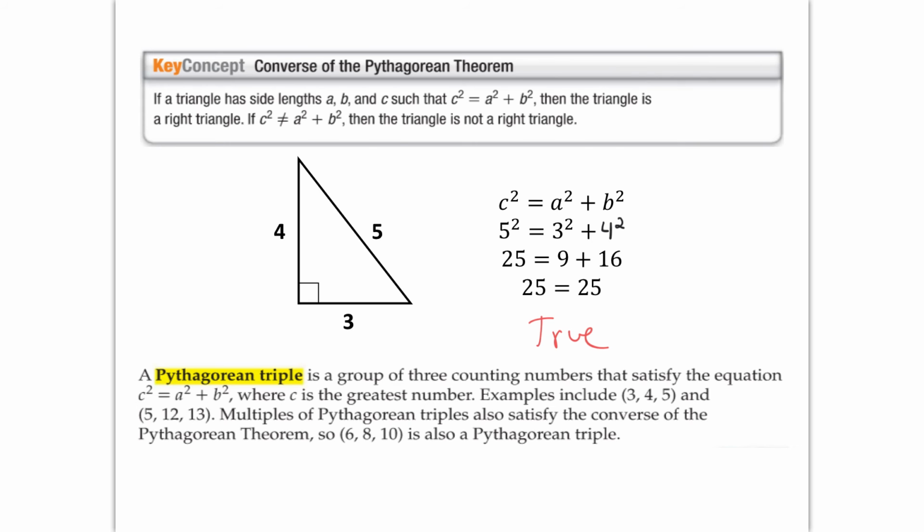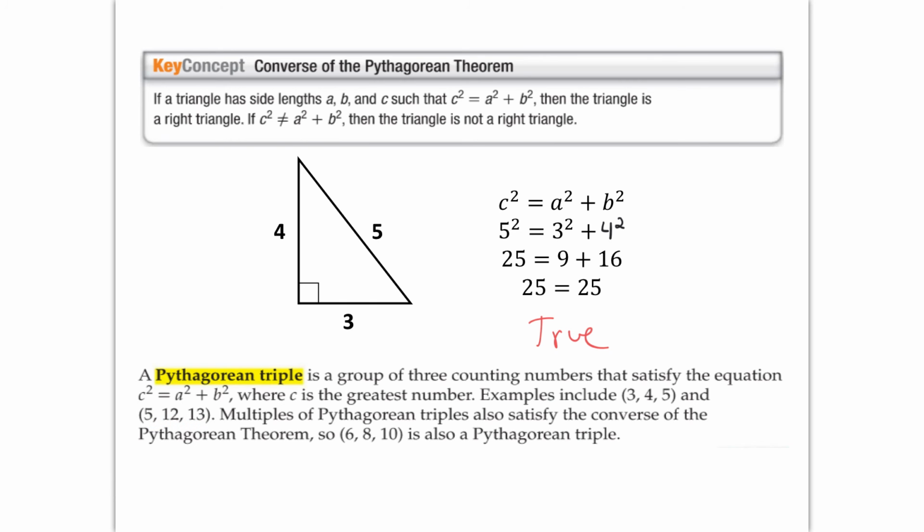Now, those special numbers that actually make a right triangle are called Pythagorean triples. Triples because they're 3 numbers. Any 3 numbers that work with the Pythagorean theorem are called Pythagorean triples, which means that if you use those measurements, you can make a right triangle. Some examples are the ones that we use right now, the 3, the 4, and the 5. Another set of triples are 5, 12, and 13.